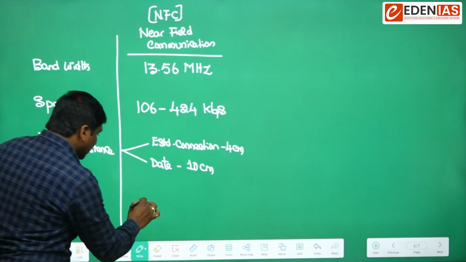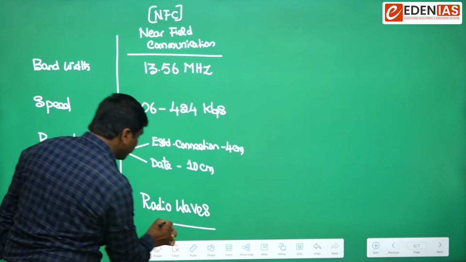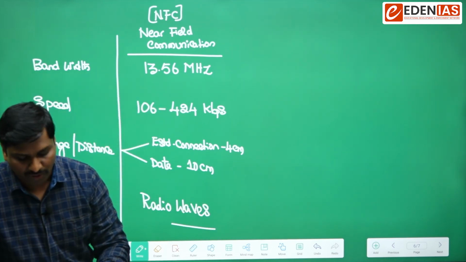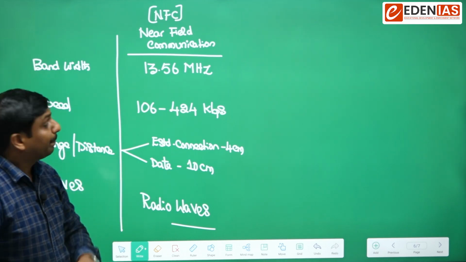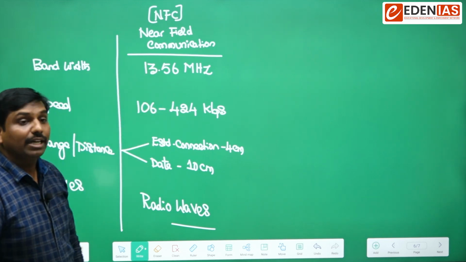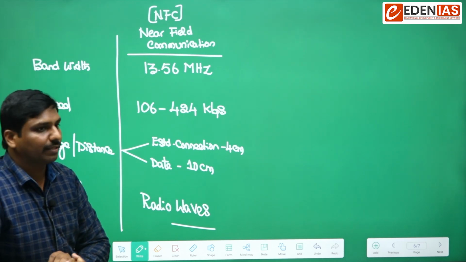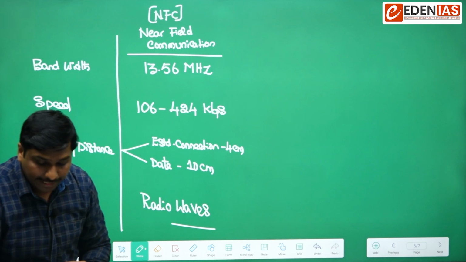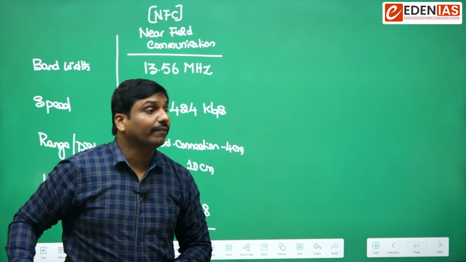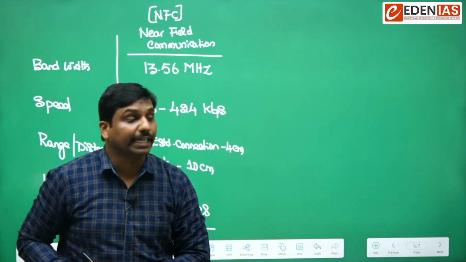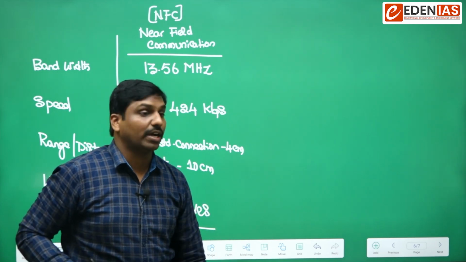So usually in this, radio waves will be used for transmission of the data. Is that clear? In a simple manner, examples are payment technologies like tap to pay, transit cards like metro cards, and contactless cards. They all use this technology. To explain it simply, NFC is an extension of RFID technology, radio frequency identification technology.